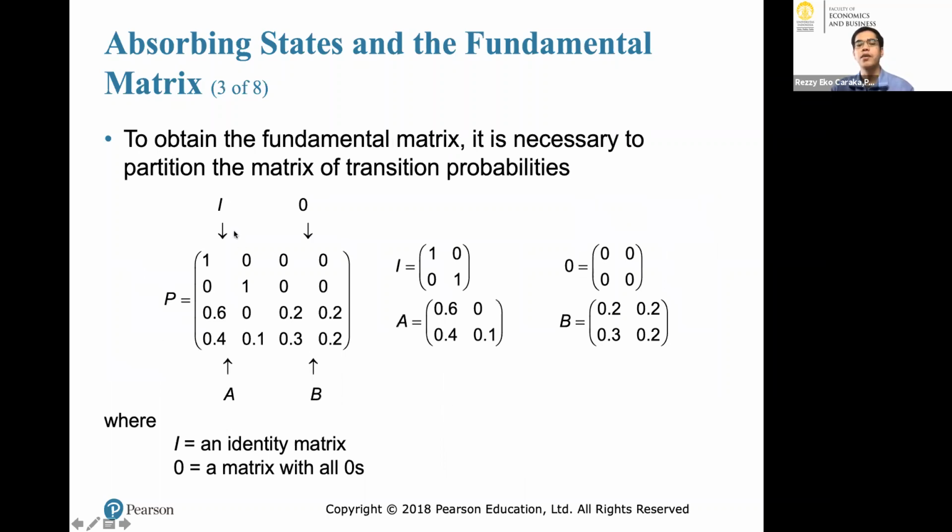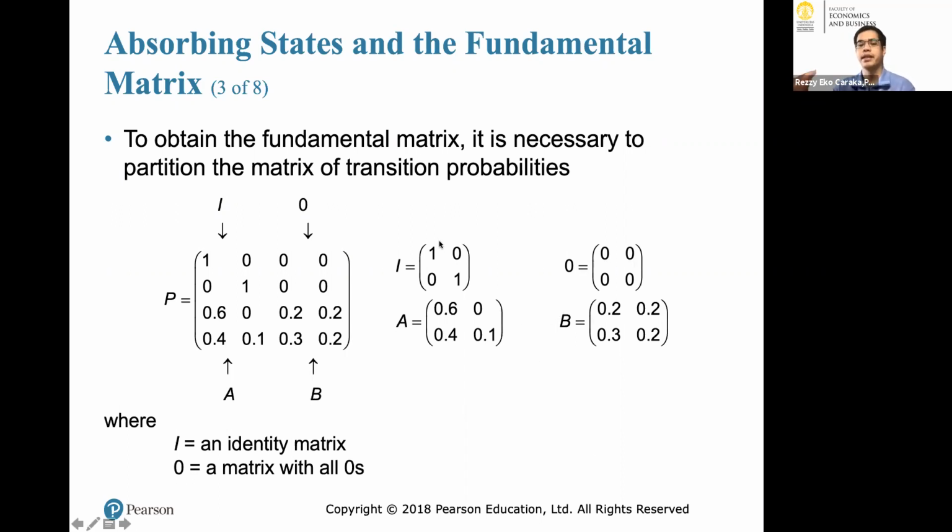So how do we obtain the fundamental matrix? You can analyze it like this. You can separate every piece of information. For example, I refers to the identity matrix. Because it is the identity, the diagonal should be 1. And 0 is the matrix with all zeros. And A and B refer to the information from the research question. So we have this information, A and B.